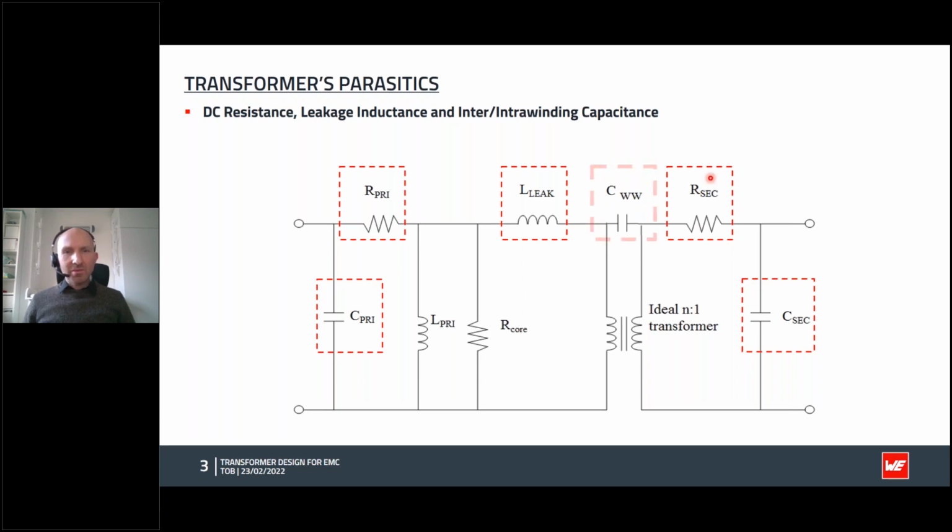And then what's very important is this other capacitance called inter-winding capacitance. This is the primary-secondary winding capacitance.